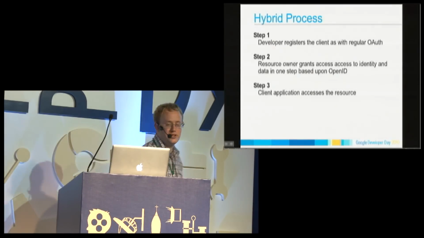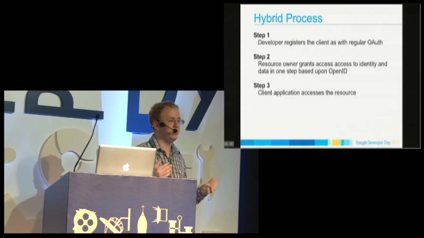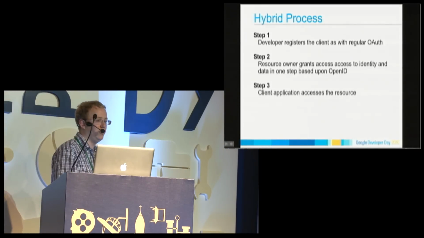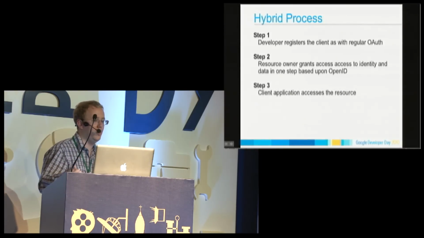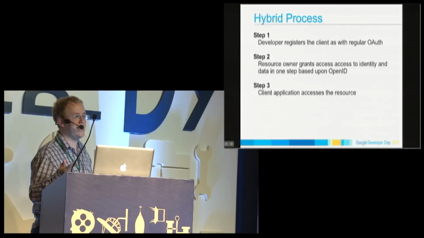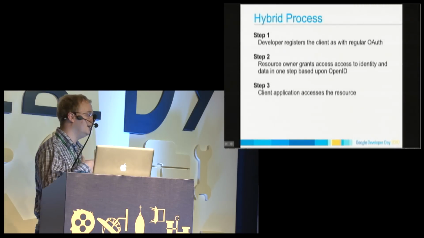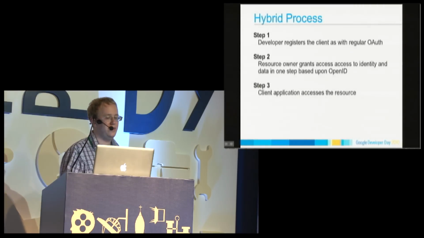And so there's an OpenID and OAuth hybrid process, which combines these two types of requests. And it's a very simple three-step process again. The developer registers the client, just like it did with OAuth. The resource owner grants access to the data and access to the identity, and it all happens in one step. And then the client application accesses the resource.